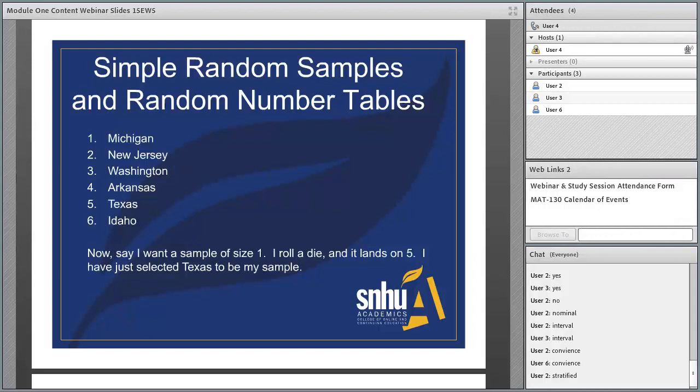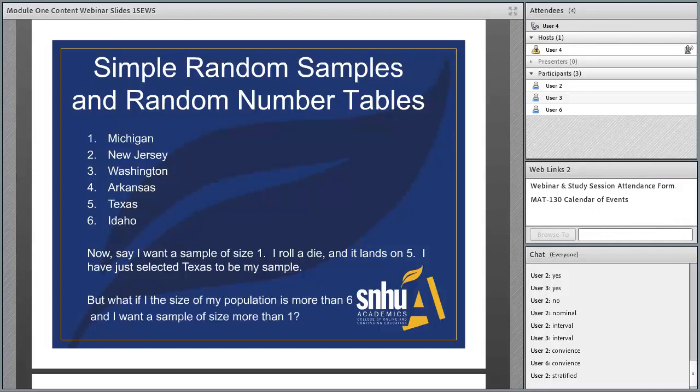If I roll a die and it lands on a 5, I have just selected Texas to be my sample. Okay, so this is just to show you how you can assign numbers to members of the population, and then when you choose a number, you're essentially choosing a member of the population. Okay, so that's pretty basic. This is actually called a frame, by the way. When we assign numbers to the members of the population, you're creating a frame.